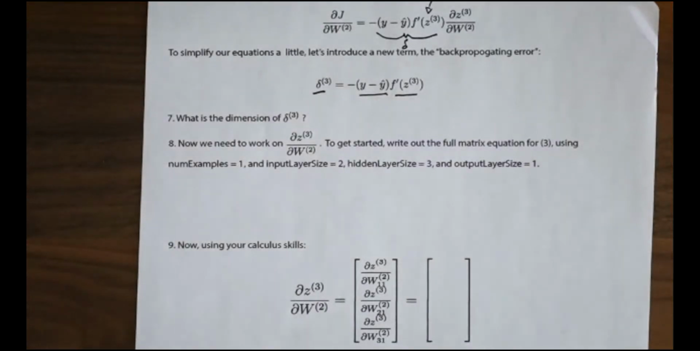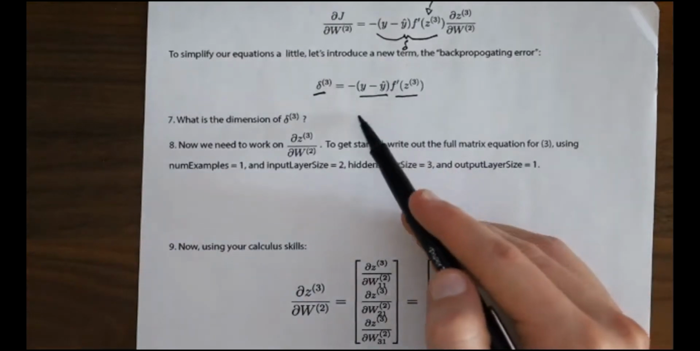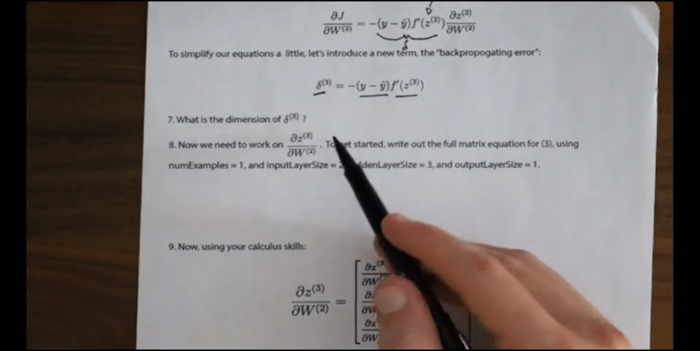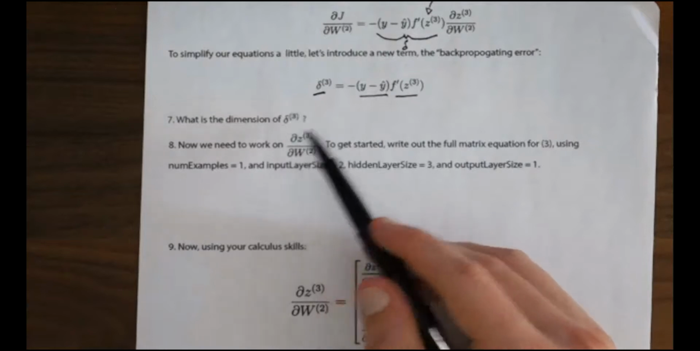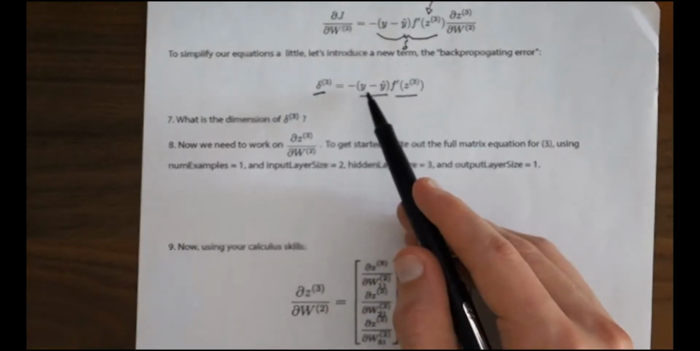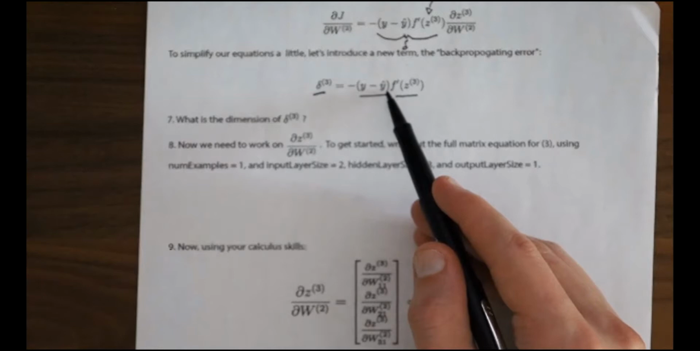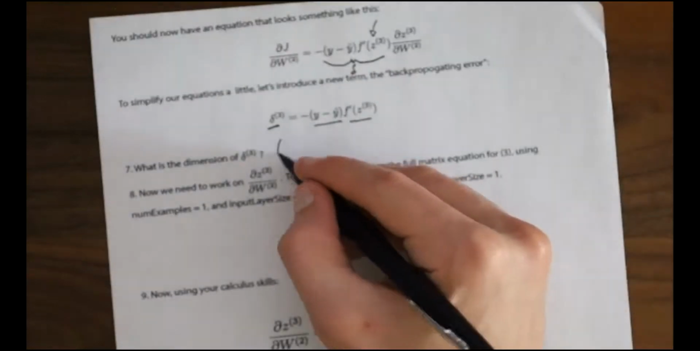And if you're confused where to start, look at this equation. It should give you a hint, because if you only have one example, what is the dimension of y? What is the dimension of y hat? Yeah, so Sumuk, you nailed it. Good job. This is a 1 by 1. 1 by 1 is the answer.